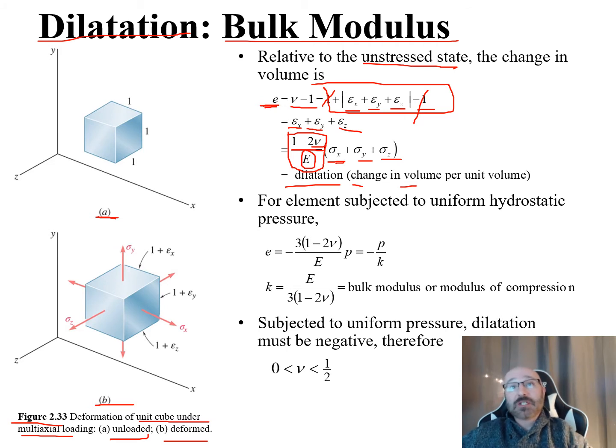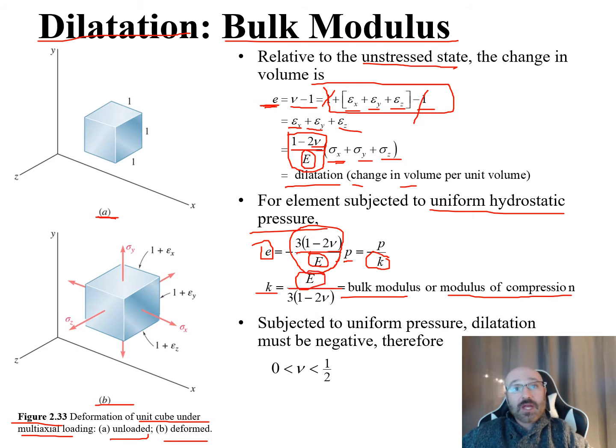Now, for an element subjected to uniform hydrostatic pressure, e is equal to negative 3 times 1 minus 2 times Poisson's ratio, all divided by the modulus of elasticity, times the pressure p. And we can see there is an inverse relationship with K: 3 times 1 minus 2 nu all over E is the inverse of K. That's because K is our bulk modulus, or modulus of compression, which is equal to E over 3 times 1 minus 2 times Poisson's ratio. So we can plug that in, and e is just equal to negative p over K.